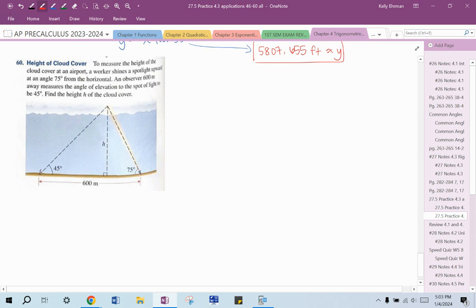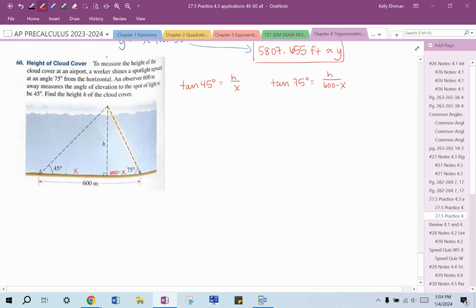So those are 600 meters apart. We don't know how the 600 is broken up. It's not going to be even. It's not 300, 300, but let's just call this side x. And let's call this side the rest of the 600, which is 600 minus x, right? Because if this is 500, then this is 100, etc. Find h. So we'll set up some tangent equations again. The tangent of 45 degrees is equal to h over x, and the tangent of 75 degrees is equal to h over 600 minus x.